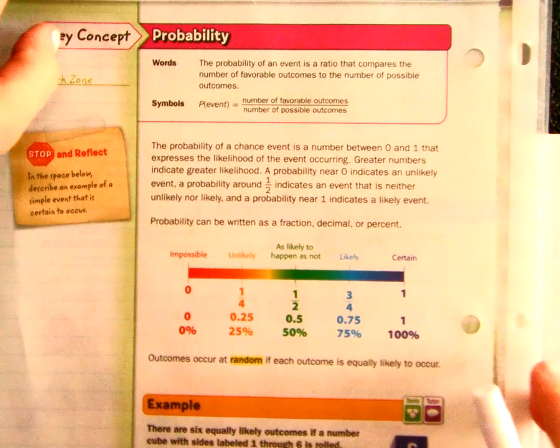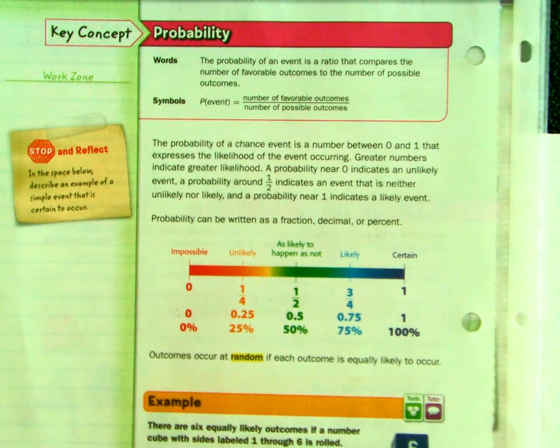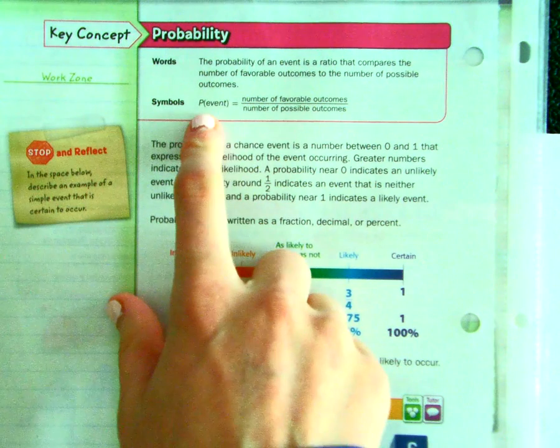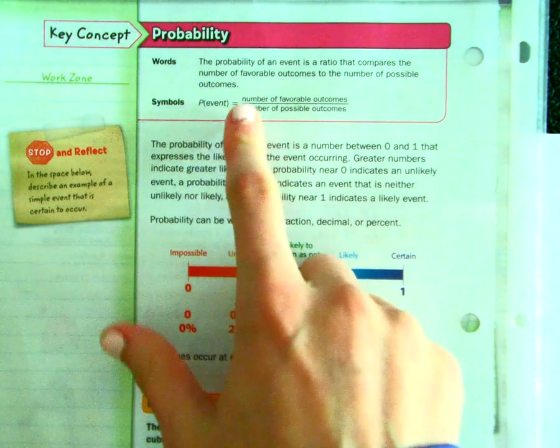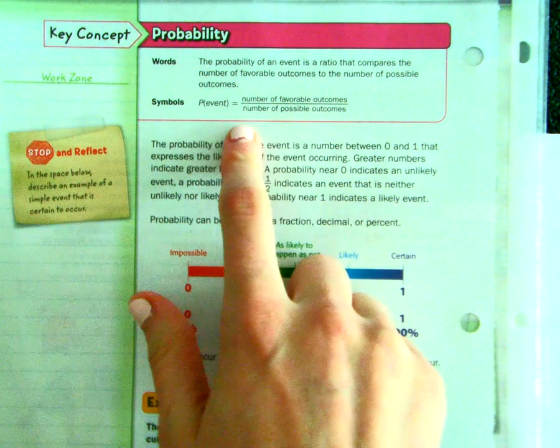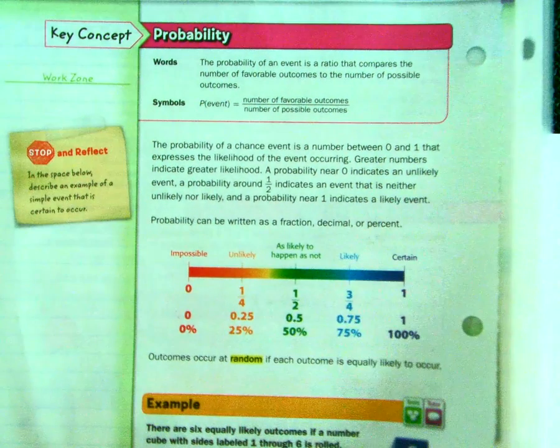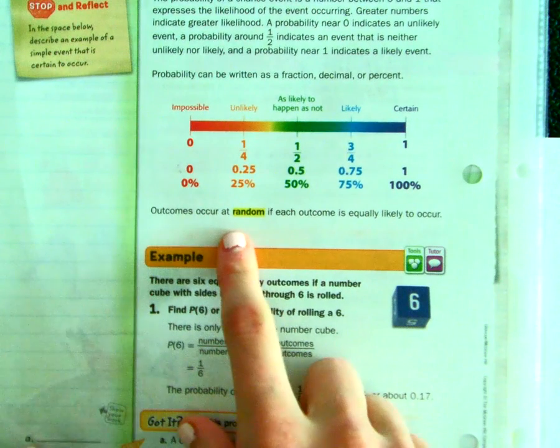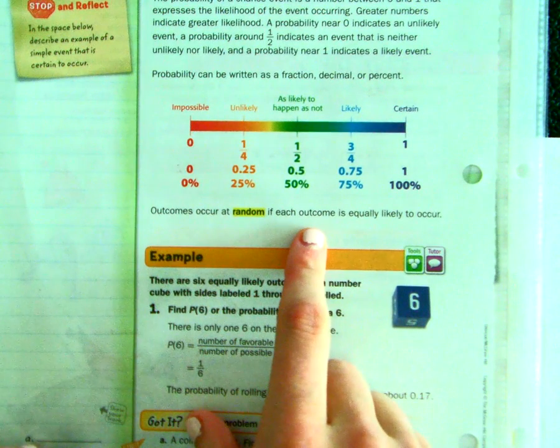Okay, so probability. The probability of an event is a ratio that compares the number of favorable outcomes to the number of possible outcomes. So the probability of our event happening is the number of favorable outcomes over the number of possible outcomes. Outcomes occur at random if each outcome is equally likely to occur.